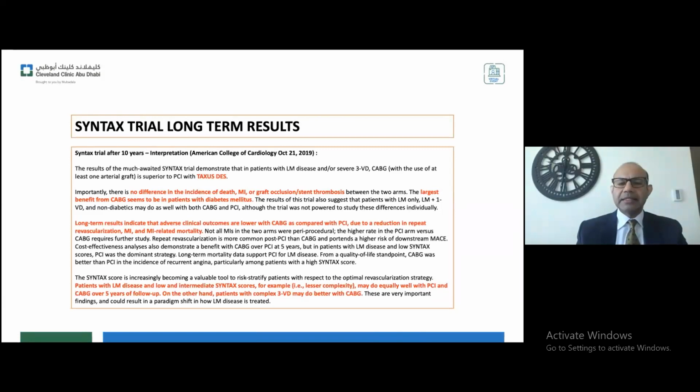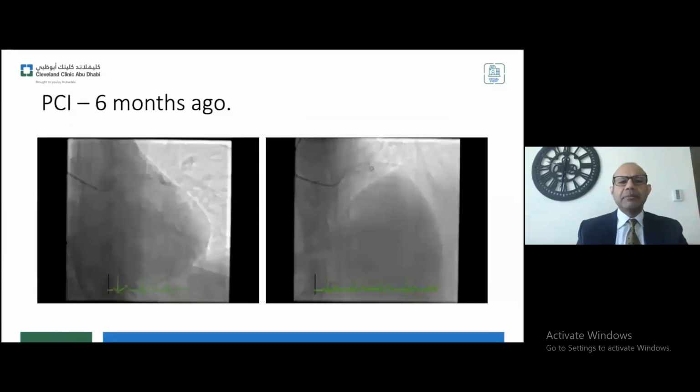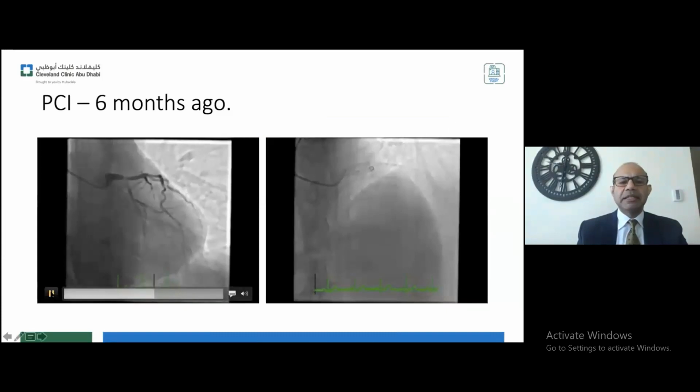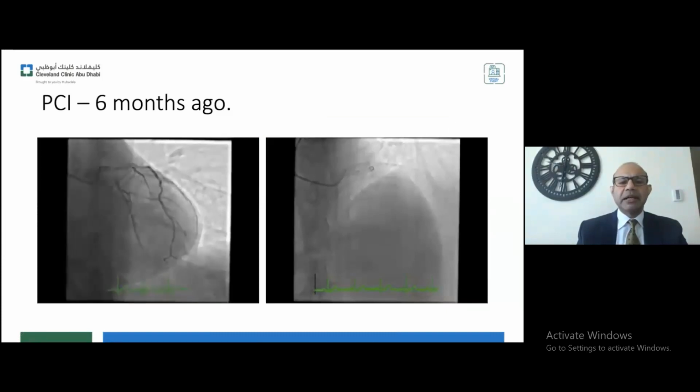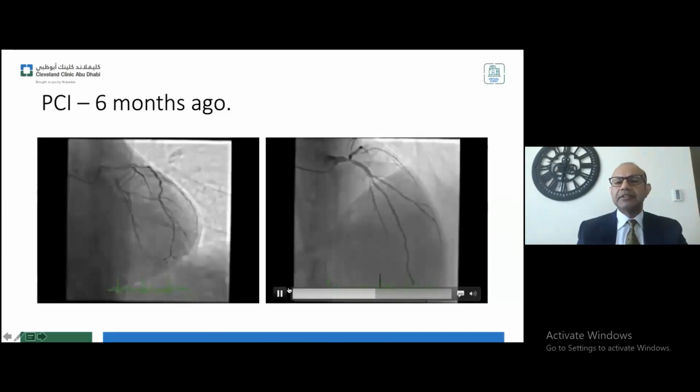So I think in essence, it's important to remember that patients with left main disease and low and intermediate SYNTAX scores, lesser complexity, may do well with PCI, but people with high SYNTAX scores are clearly doing better with bypass surgery. So I'm going to quickly present to you an angiogram of a patient that I operated on this week who had PCI to left main recently. And as you can see, there is substantial in-stent restenosis, and this is a pathology that is still difficult to address in this particular population.